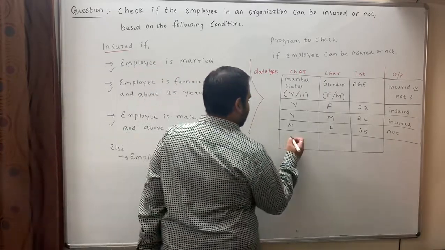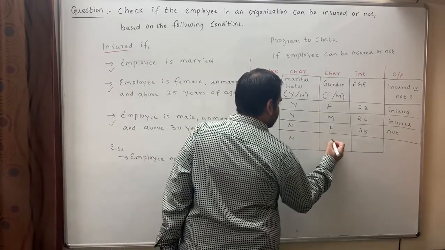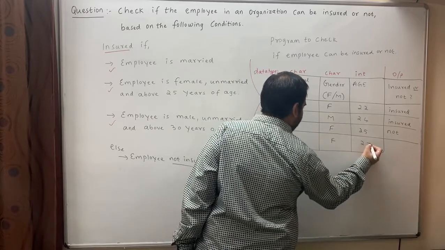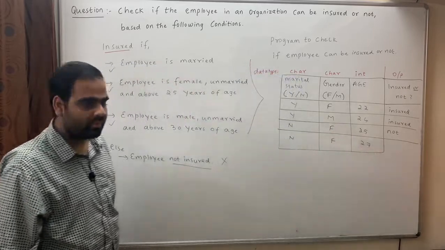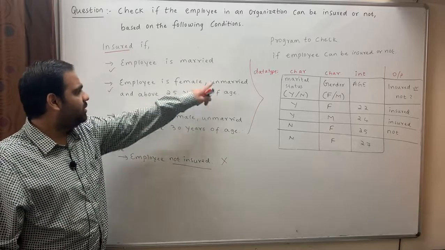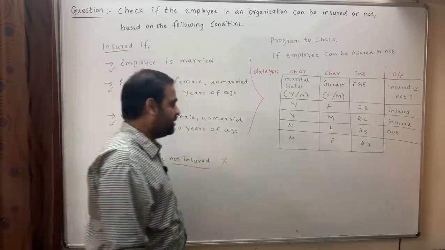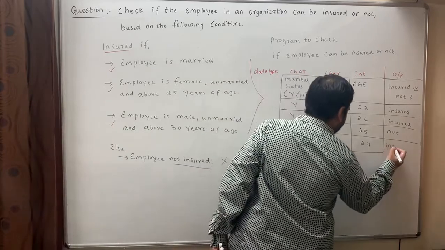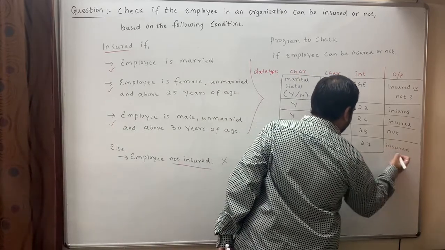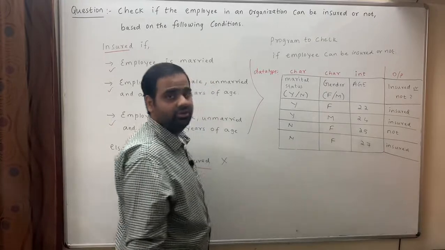Now again I say marital status is N. Let the gender be female and let the age be say 27. Now the employee is unmarried, female and above 25 years of age, because 27 is greater than 25. Yes, the employee is insured. Therefore, I write over here insured.